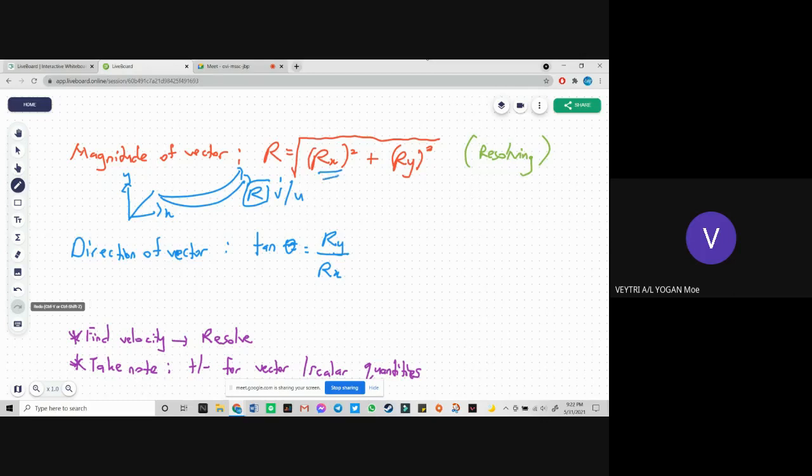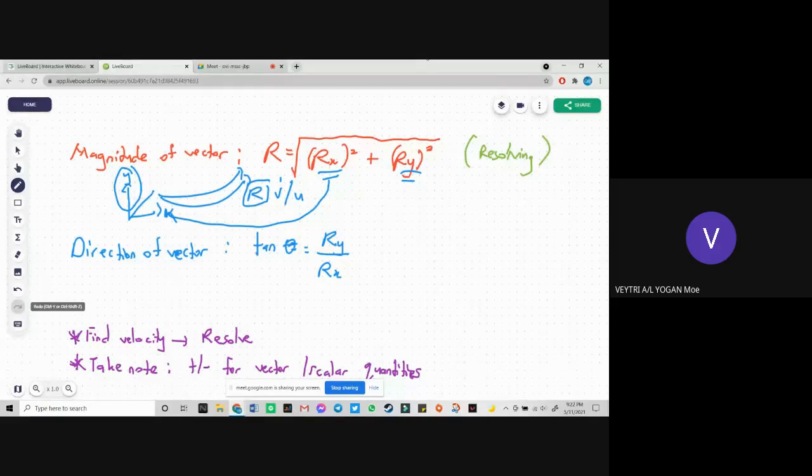Nampak tak sini? X component, you have to take apa yang you dah resolve tadi, x component. Masukkan value dia, square. Ini ry, y component punya value, you dah cari tadi melalui sin theta, you akan dapat value dia, square dia, square root, Pythagoras theorem, you'll get the value of r. Okay, the value of r over here is only your magnitude.